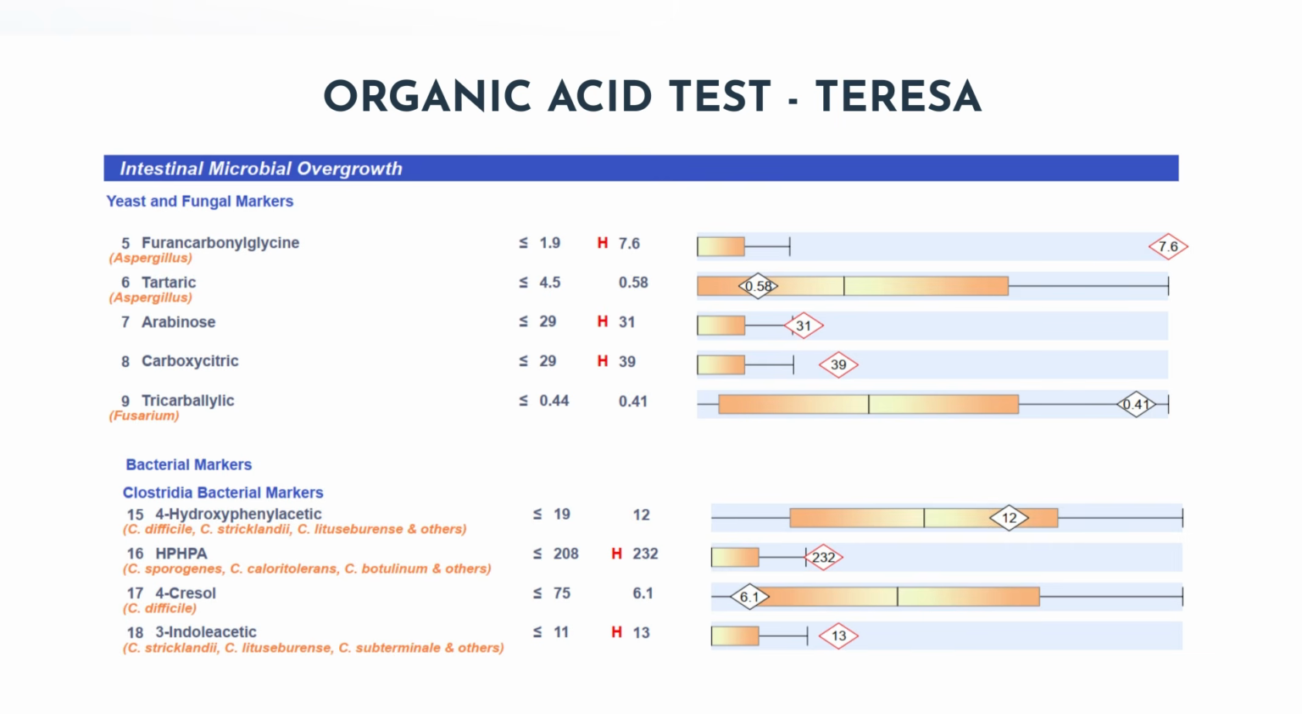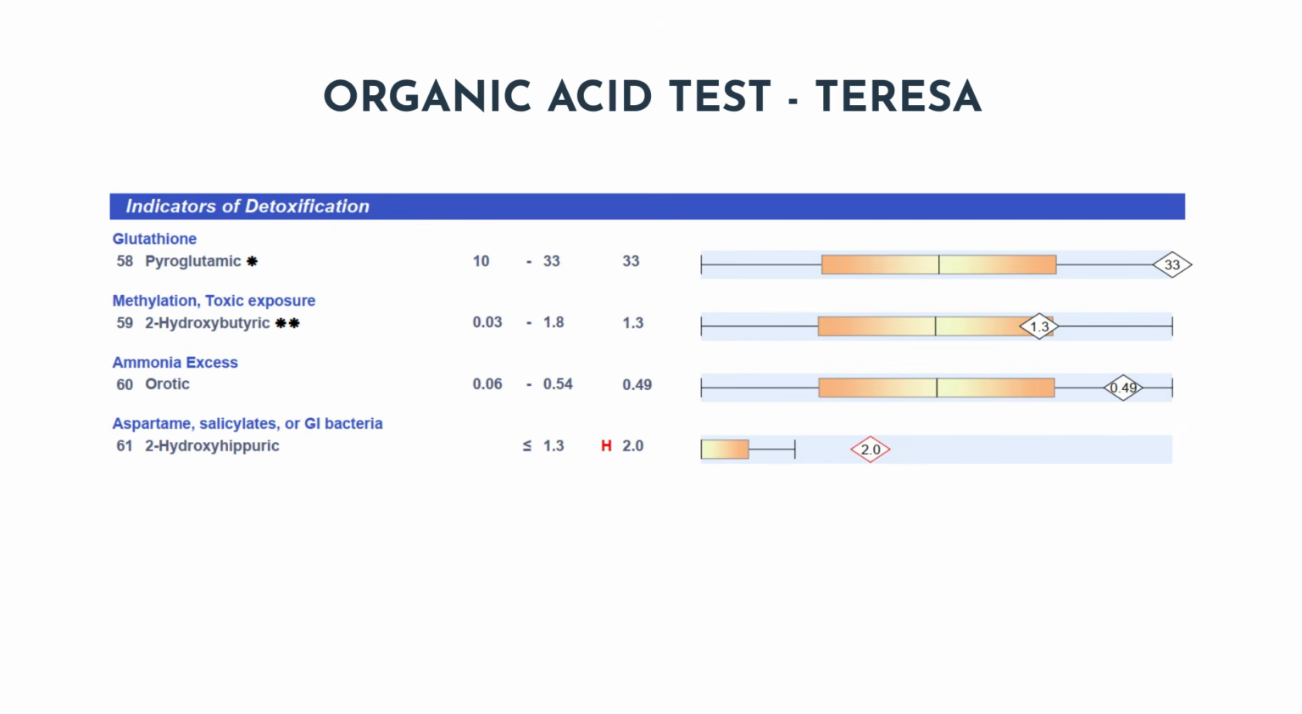But there are some high aspergillus markers, and also some Clostridia bacterial overgrowth. There's good and bad Clostridia in this genus, but this tests for the more bad-guy Clostridia. So a lot of fungal overgrowth. And if you're not familiar with the OAT, the asterisk means it's an inverse marker. So when pyroglutamic acid gets high, it means that you're low in glutathione, and she is low in glutathione.